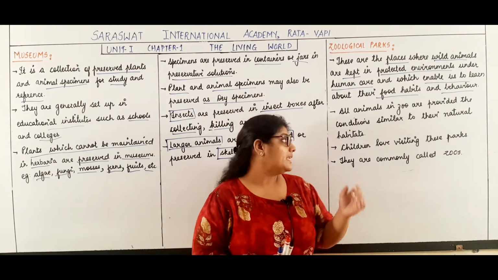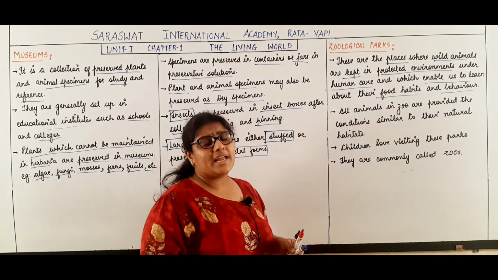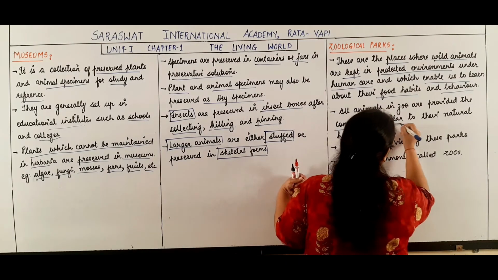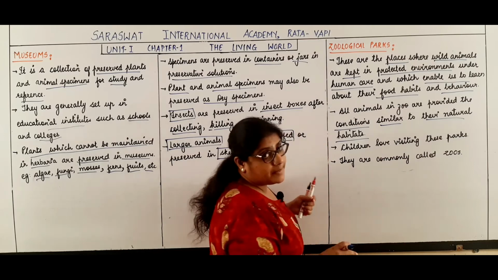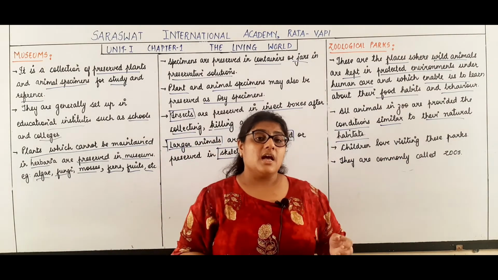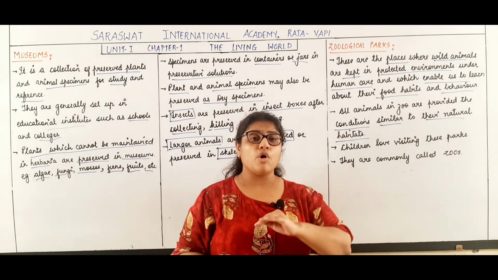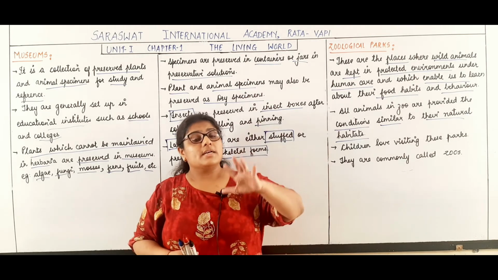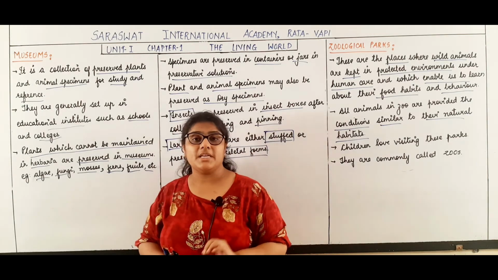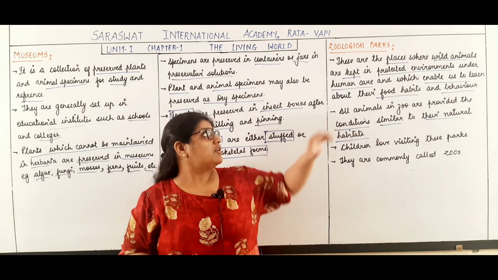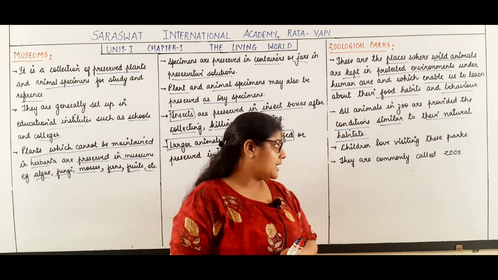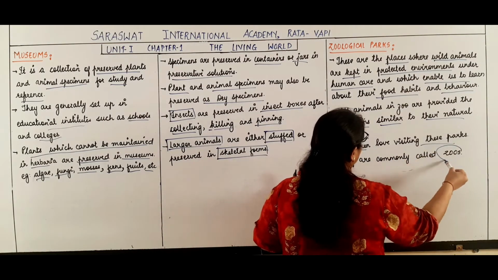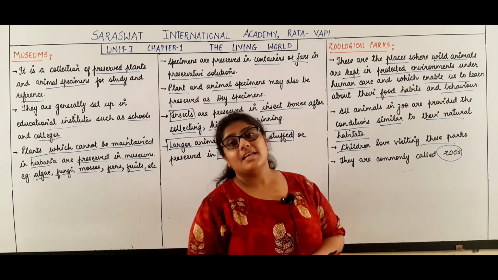Now, all the animals which are maintained in the zoo are provided the conditions which are similar to their natural habitat. So, whatever conditions are required by the organism, all those conditions will be provided in the zoological park. So, conditions similar to the natural habitat will be provided to each and every organism in the zoological park. Now, children love visiting these parks and they are commonly called zoo. So, that is regarding a zoological park.